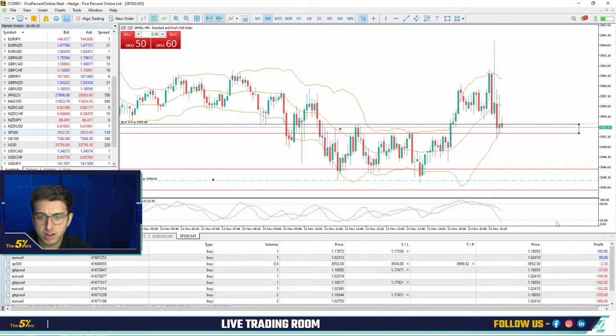Yeah, I have high leverage on this account, that's correct. I probably have maybe 1 to 100, something like that. I don't remember what the account leverage is on this account specifically. But yeah, the leverage here is definitely not 1 to 10, and not 1 to 30.